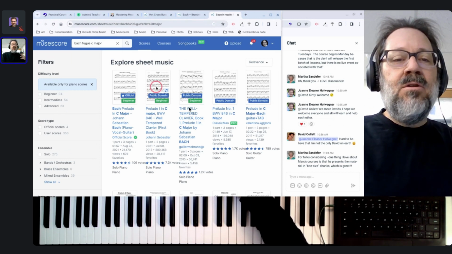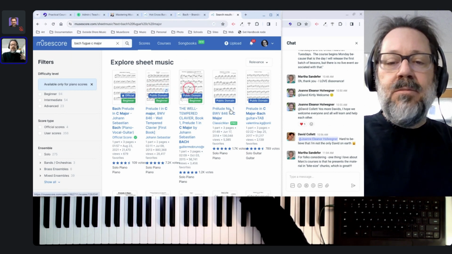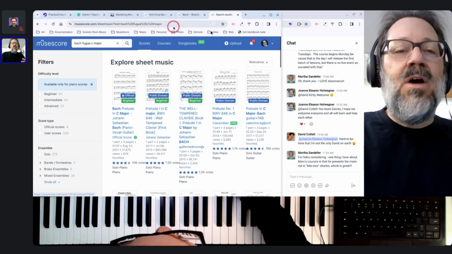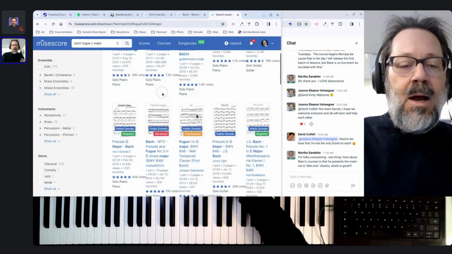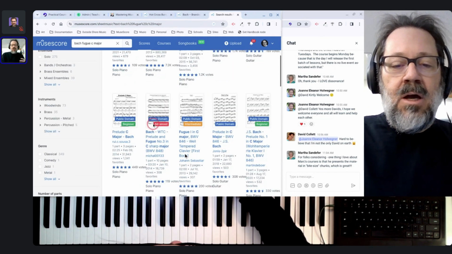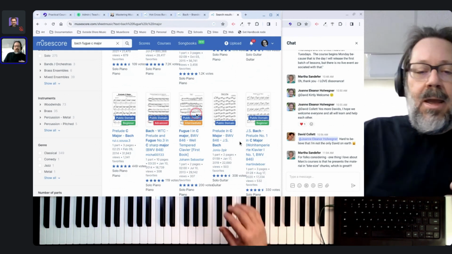Did I type prelude or did I type fugue? I feel like I must have typed... No, I said fugue. Darn it. I want the fugue. I want the fugue. Here's the fugue. All right, good.